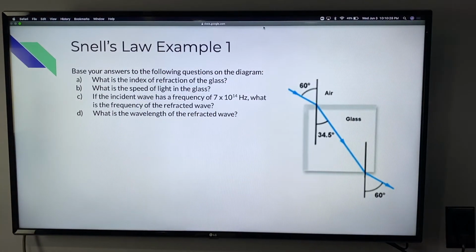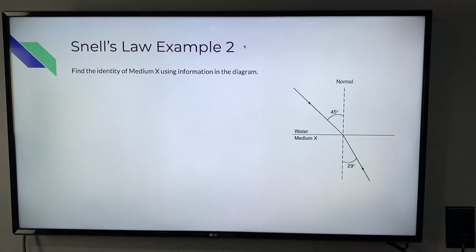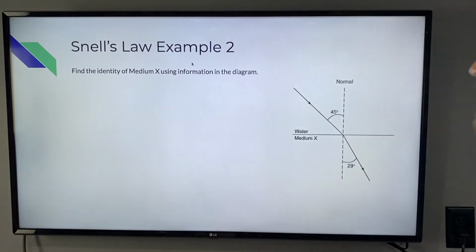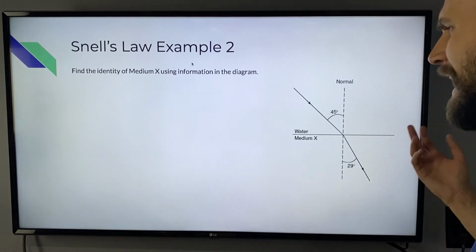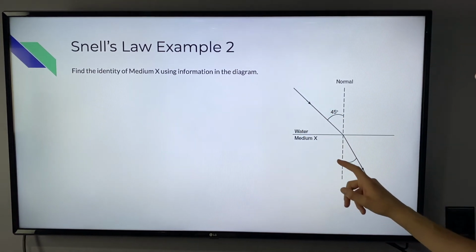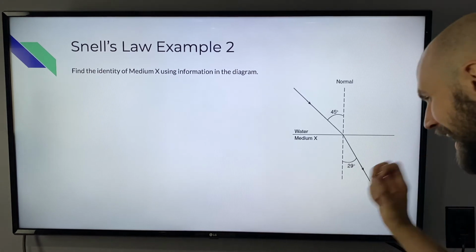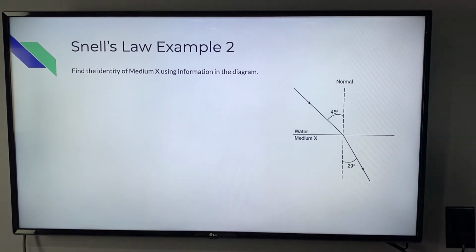Let's do one more example before I let you go. Okay, so take a look here. They give us a diagram. Water, medium X. Light comes in at a 45-degree angle, gets refracted at a 29-degree angle. And our goal is to find the identity of medium X using the information in the diagram.